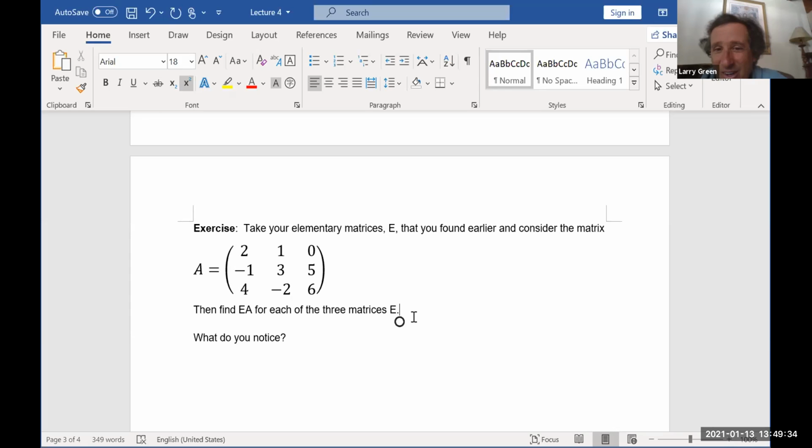Okay, well, hopefully you notice that when you did that, what you're really doing is the row operation to A. Anyone notice that? It's the same as replacing a row of A by a multiple of a different row plus that row. And it's the same replacement as what you did to the identity. So this is a major piece that we can use.